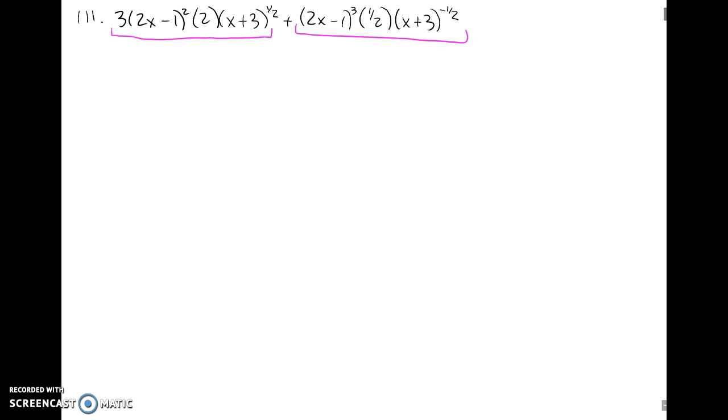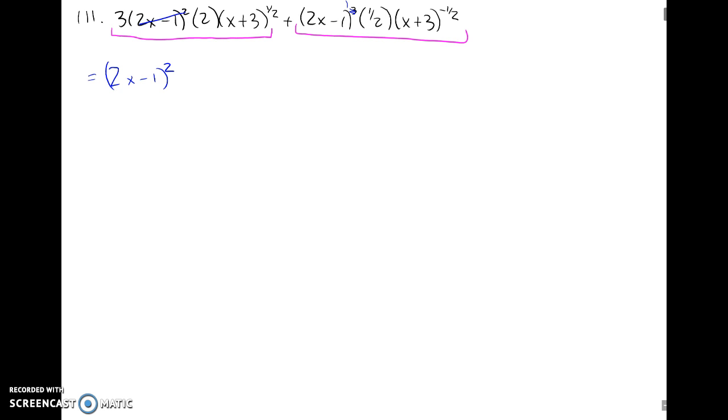2x minus 1 squared, 2x minus 1 cubed. So I can pull out a 2x minus 1 squared. Okay, it's gone from that factor. I've pulled the whole thing out. The cubed is now left with a first power.